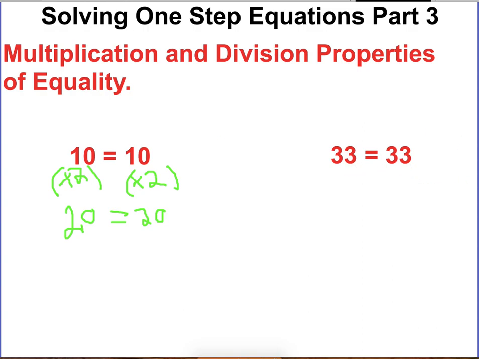Let's look at the division property with this other equation, 33 equals 33. If I divide both sides by any number, let's divide both sides by 11. 33 divided by 11 is 3. And also the other 33 divided by 11 is also 3. So if we divide by the same number, both sides will be the same.